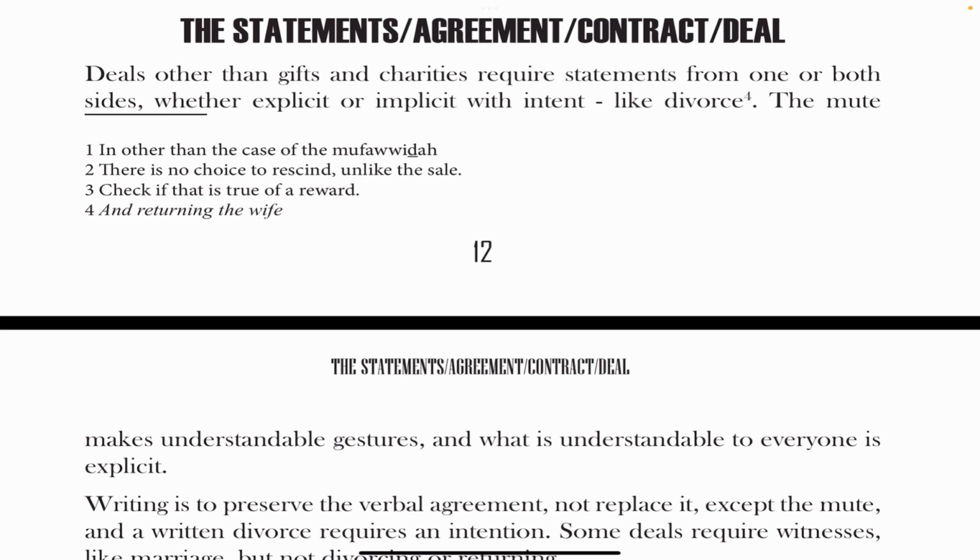But when they are implicit, the wording I mean, then they need an intention. So an explicit sale is like to say, sell me this for such and such amount, or, I buy this from you for such and such amount. Implicit, while having an intention, is like to say, let me get that for such and such. So when he says that with that intention, that's a valid sale. That's a valid statement, rather.